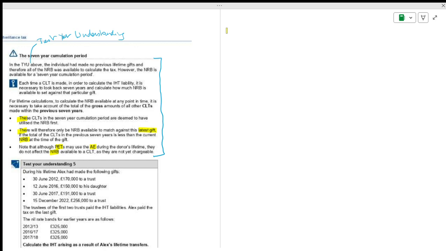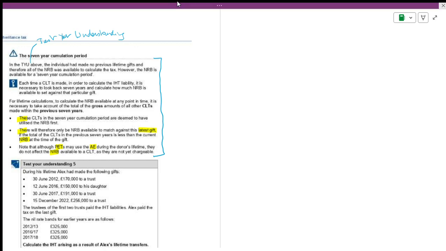You have to be very clear about the 7 years period. That means the nil rate band is for the 7 years. So if you use it in the second year, for example, in full, it will not be available for the next years? No. Okay, very clear.